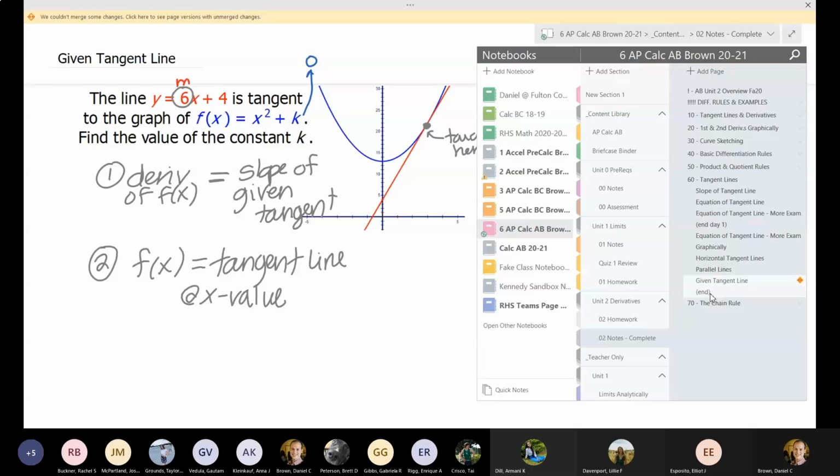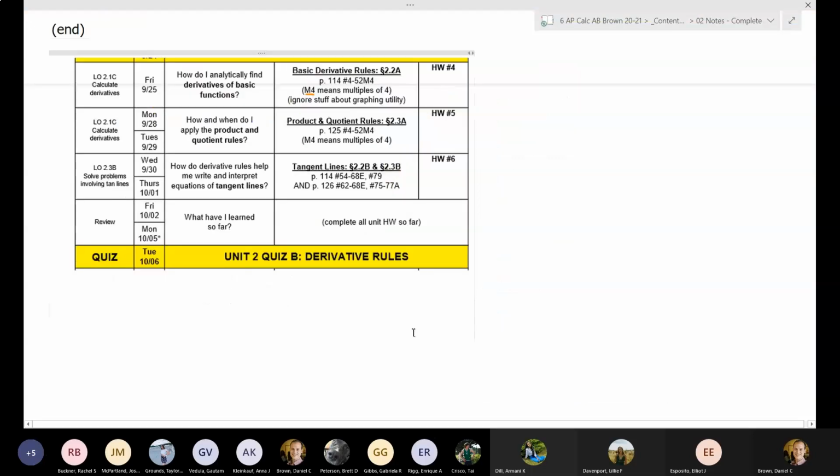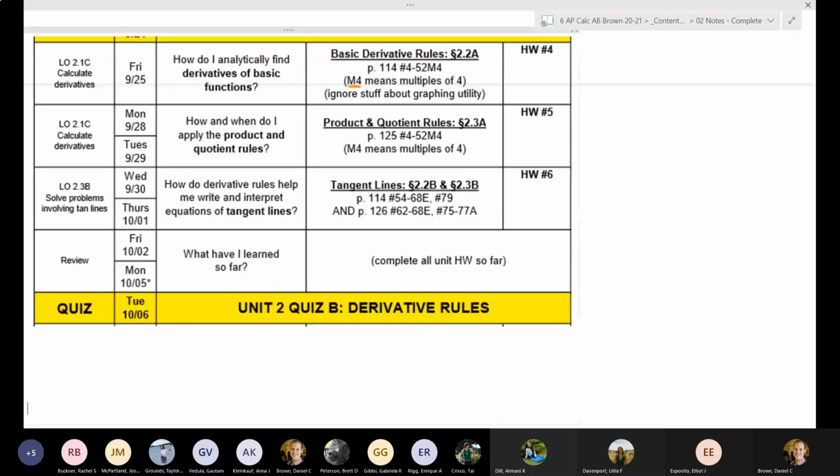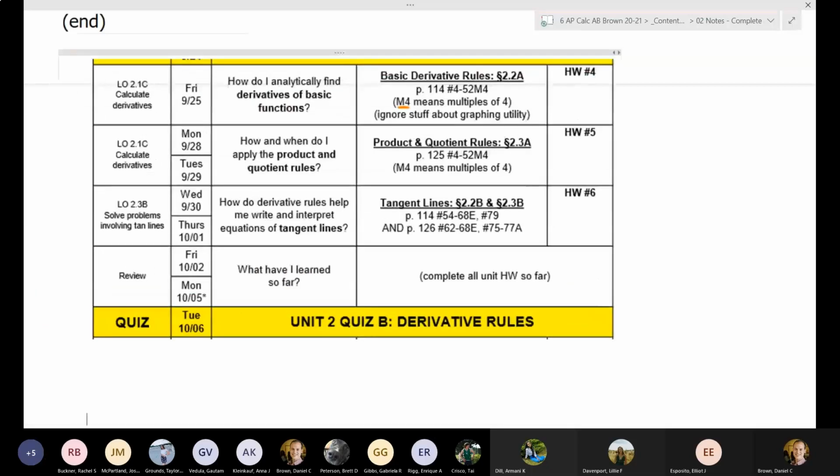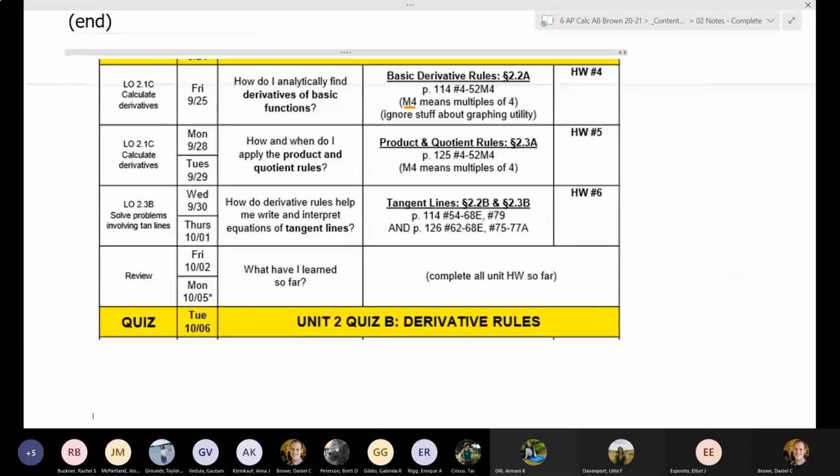So your assignment, that's going to be it for notes. So we have homework 4, which was your basic derivative rules. Again, you're only doing multiples of 4 of those. The answer key does have more problems answered if you want to go back and do some more for practice. Homework 5, which is your product and quotient rules. And then this homework 6, which is going to be tangent lines.